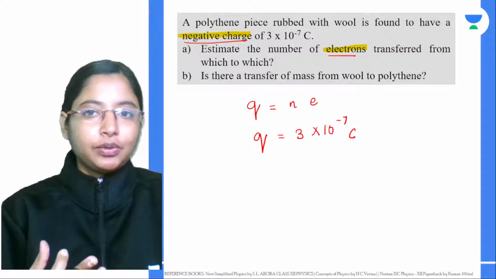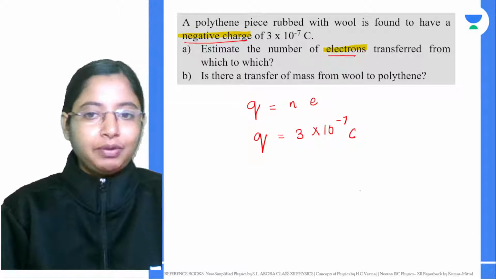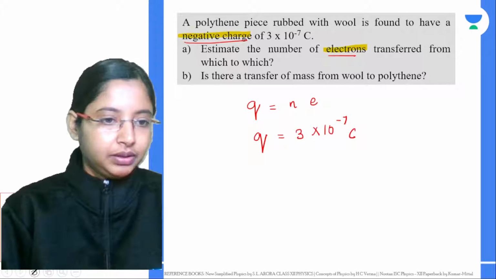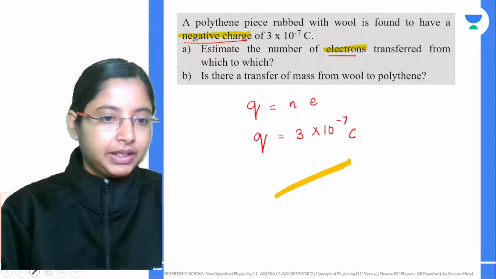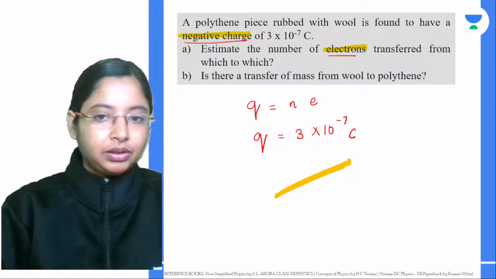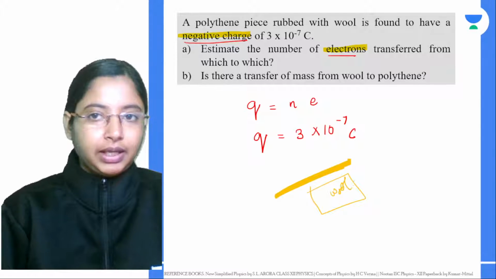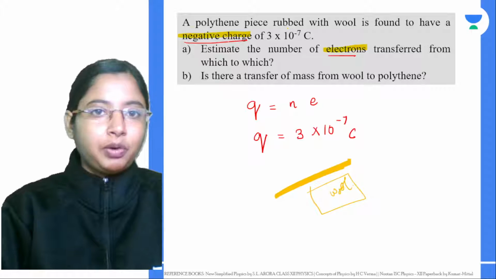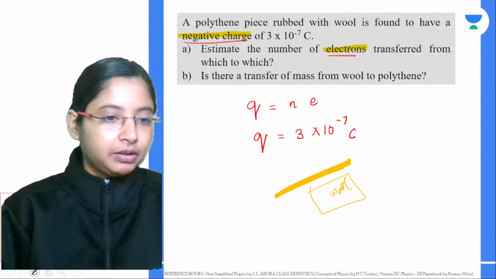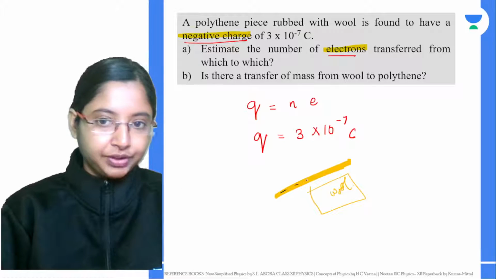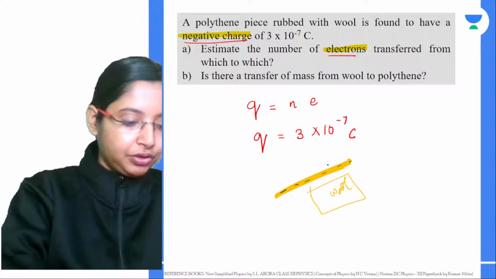So if you look at this question, when the polythene piece is rubbed with wool, okay, you have a polythene piece. If this is rubbed with some woolen cloth, okay. And what are they saying? The polythene piece is found to have some negative charges, right? So what is happening? How is the electron transfer happening?